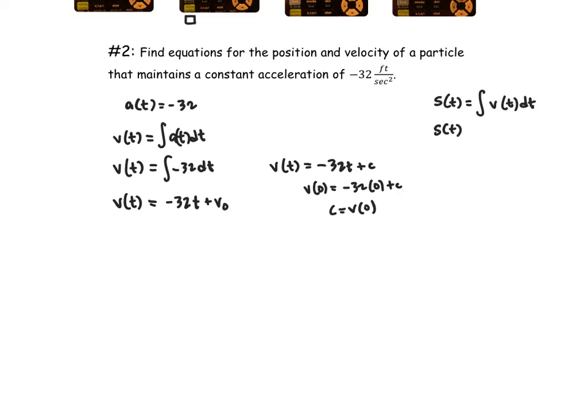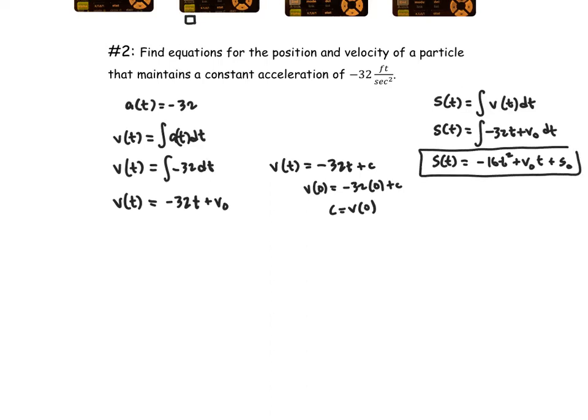Therefore, the position is equal to the integral of negative 32t plus v0 dt, which will be negative 16t squared plus v sub 0 t plus, and for the same reason, the initial position. Now this should look very familiar to all you physics students out there. If you're not a physics student, well, deal with it and we'll talk about it later. All right, let's move on and look at an application of that.